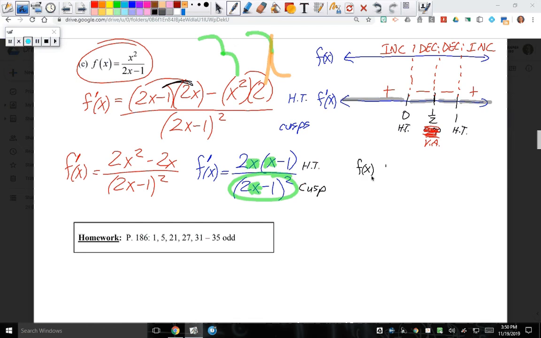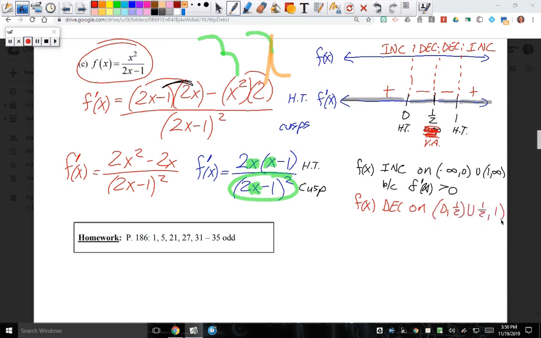F of x increases on negative infinity to 0, union 1 to infinity, because f prime of x is positive. And it decreases on 0 to 1/2, union 1/2 to 1, because my sign at 1/2 is not negative. It's either 0 or undefined. So I broke it up, and I put that because that's where f prime of x is negative.